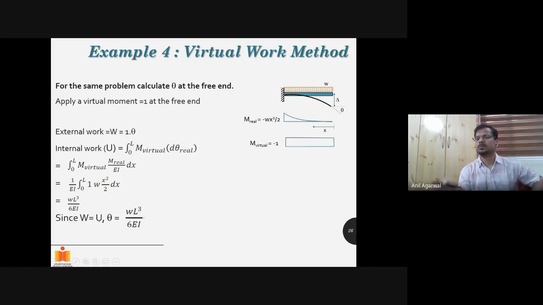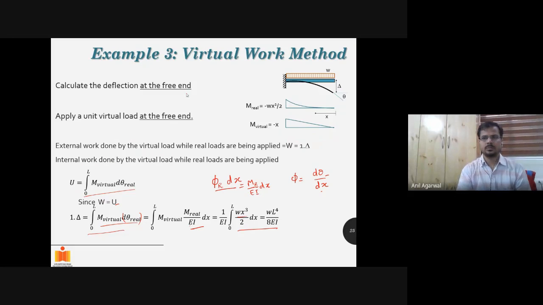We'll do an example. Through the example, it's much easier to follow. So I want to calculate the deflection at the free end of this cantilever beam. This is a cantilever beam, and a uniformly distributed load is applied. This is a cantilever beam with uniformly distributed load W applied, and I want to calculate delta here.